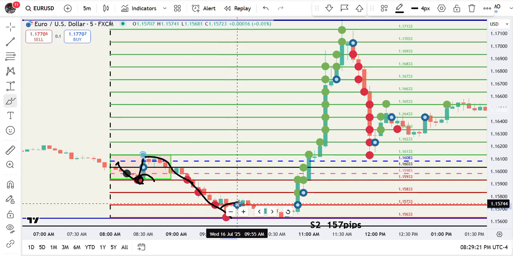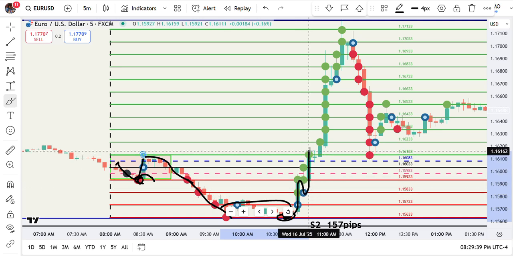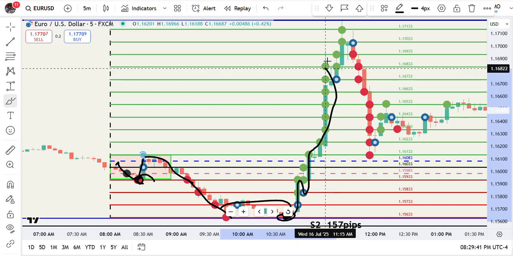Before we go back up to retest or reset, we came down here. It depends on your broker. This is one of those one pip moves. We ended up resetting over here again, and then we started that bullish rally. Boom, boom, boom. Reset. Boom, boom, boom, boom. Reset. Boom, boom, boom.